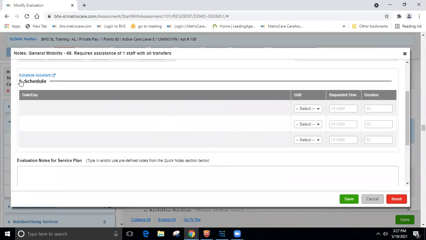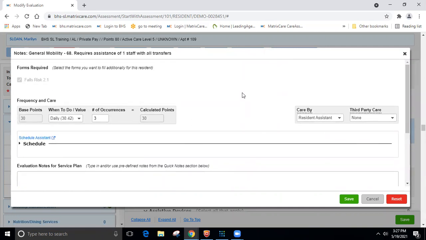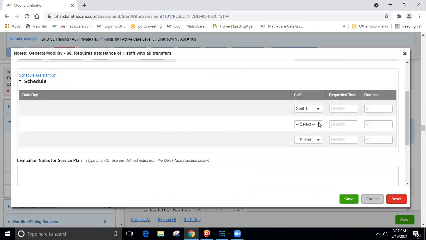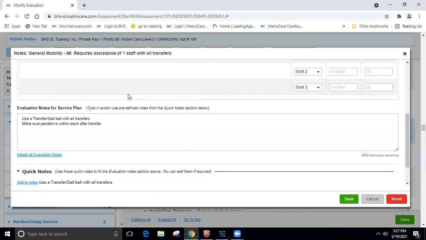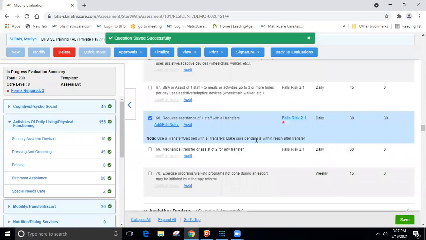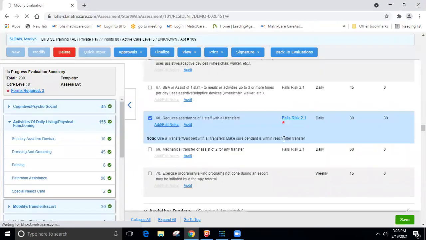Sometimes you'll see the schedule collapse and you think it's not scheduling. But if you have this piece here, it's a scheduling piece. So then you just need to open that up. And again, I'm just going to let each shift know because it'll default to the start of the shift. And I want them to know to make sure the pendant is within reach. Any kind of fall risk stuff can go here. Anything that makes sense. You're going to notice a falls risk form that clicks open. And I'm not going to do it here because I want to show you what it looks like at the end also.